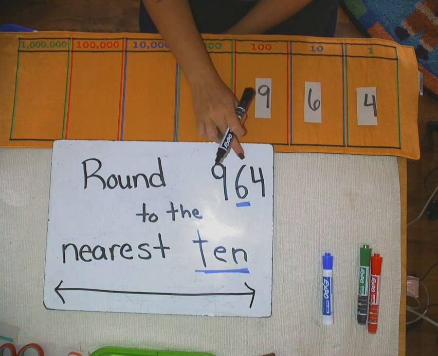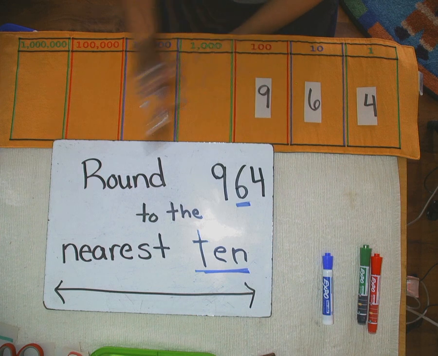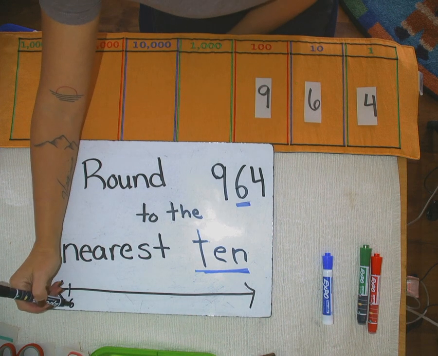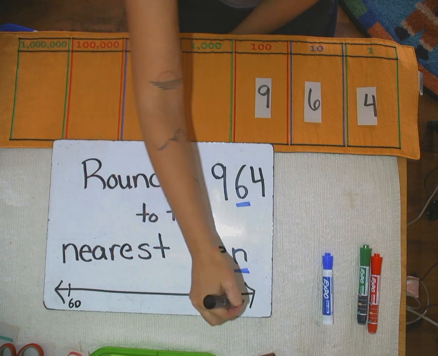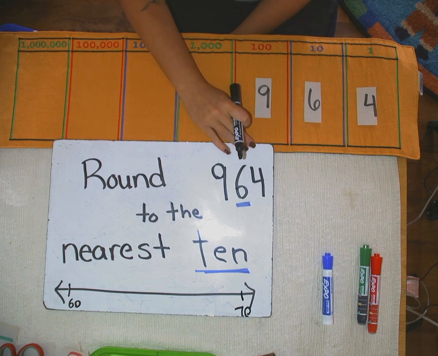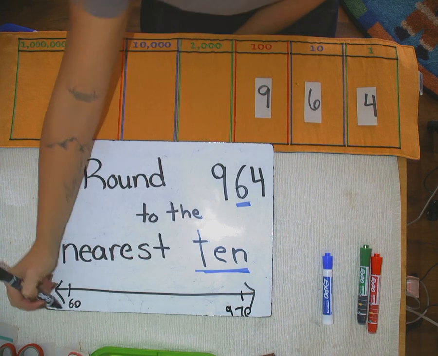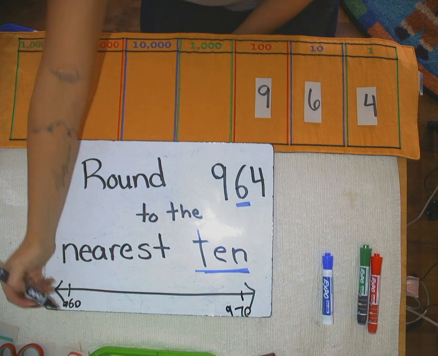Working in our tens place, we know that we can either be in the 60 or, if we did 10 more, 70. So we have two ends to our number line. We have 60 or 10 more, which is 70. These are our benchmark numbers. And of course, we know it's either 970 or 960.